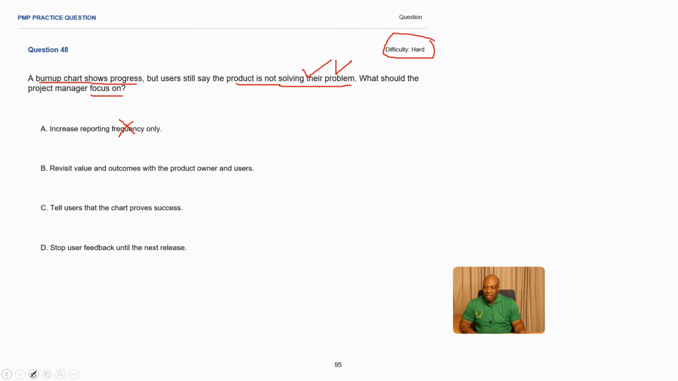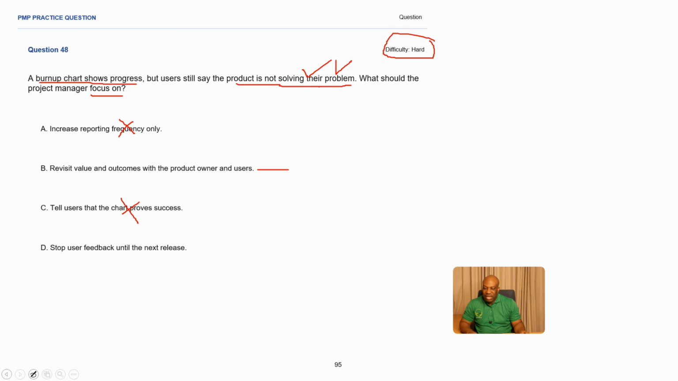Revisit value and outcomes with the product owner and users. This makes sense because you want to collaborate with them. You want to identify exactly where this problem is coming from. Tell the users that the chart proves success. It's not all about success on the chart. It's about what the users are accepting and they're getting satisfied, making this one incorrect.